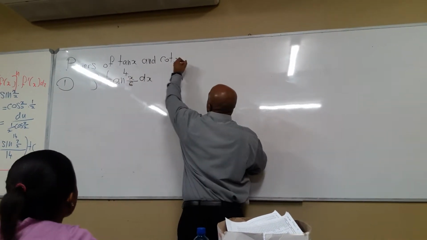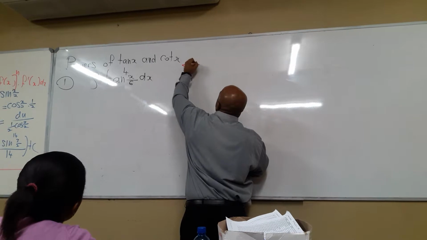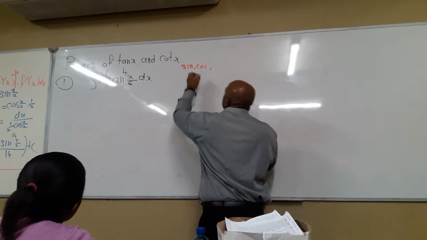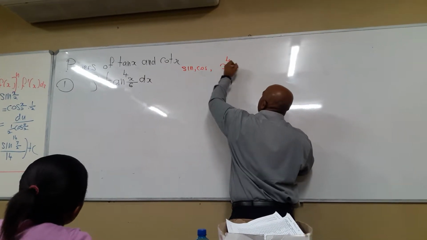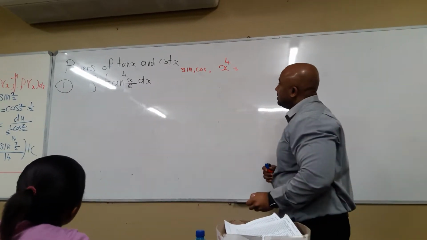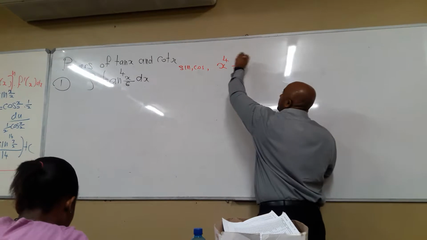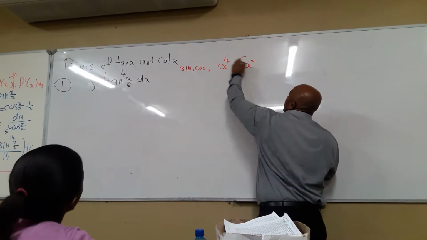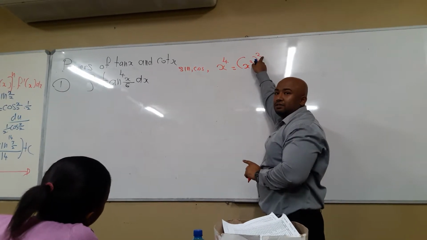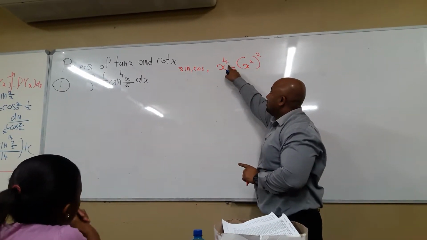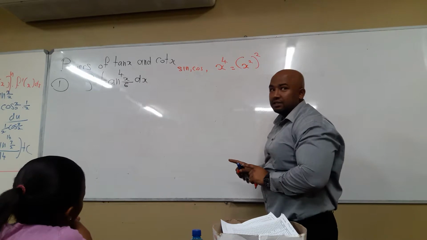For sine and cos, if we had x to the power 4, we used our exponent law and we needed to get that square by using the law of power raised to a higher power. 2 times 2 will give you 4. That's for sine and cos.